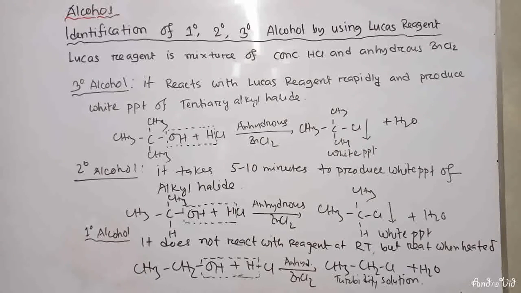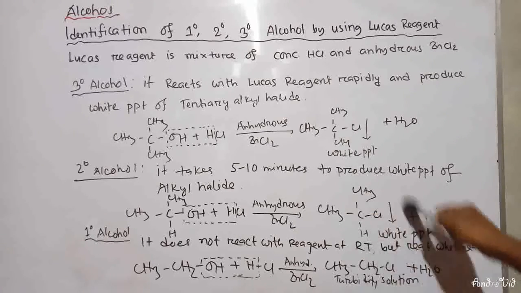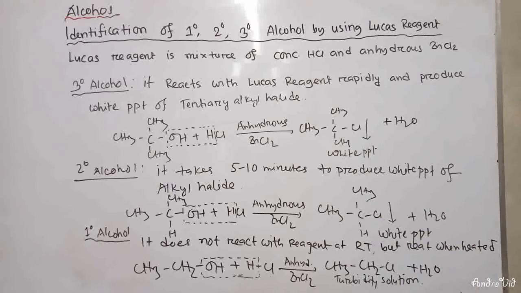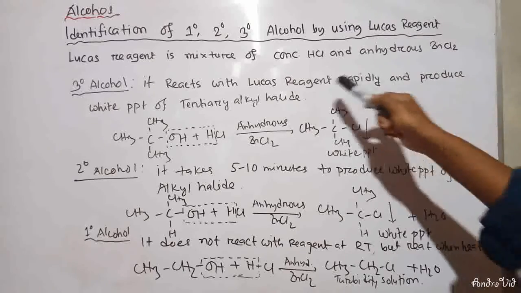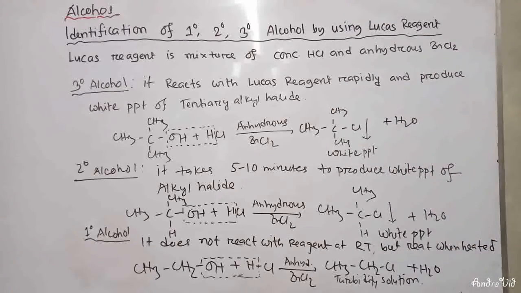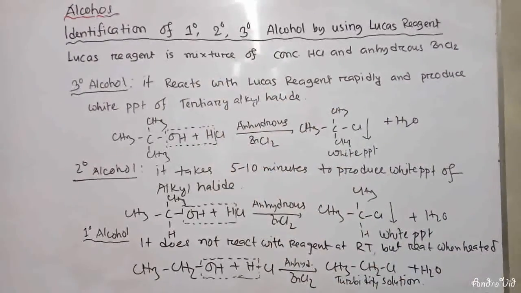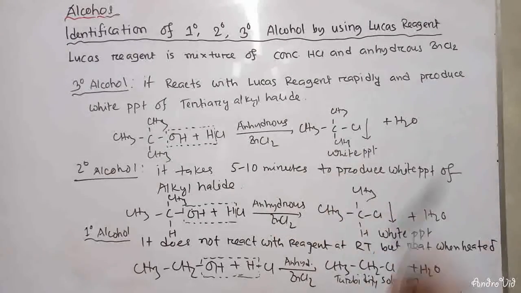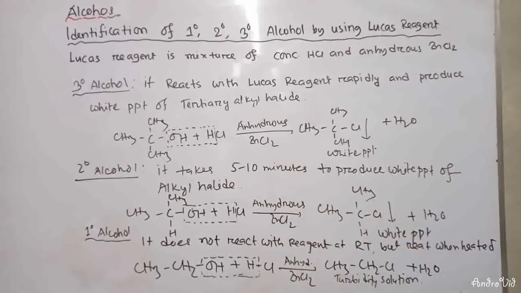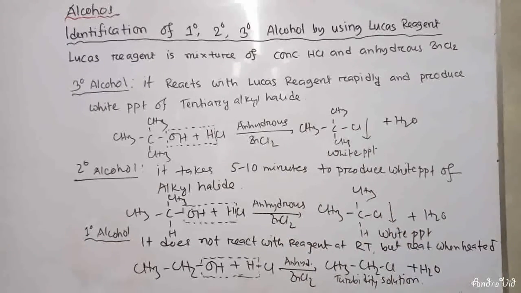In case of 2 degree alcohol, if you use Lucas reagent with 2 degree alcohol, they produce a white precipitate of 2 degree alkyl halide, but it takes some time. It takes 5 to 10 minutes. If the reaction happens very rapidly, then it will be 3 degree alcohol. If it takes 5 to 10 minutes to produce the white precipitate, then you will be sure that this alcohol is 2 degree alcohol.